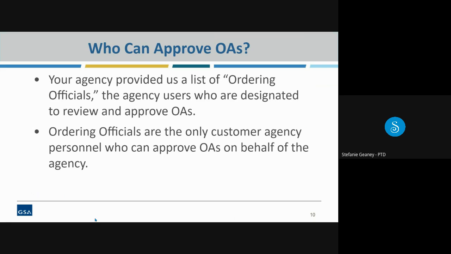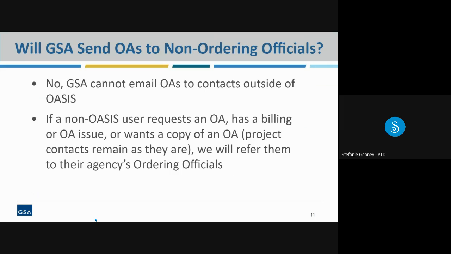Each of GSA's customer agencies were asked to provide a list of their ordering officials, the users designated to review and approve OAs in OASIS. You are likely one of those ordering officials since you are viewing this training. Ordering officials are the only customer agency personnel who can approve OAs on behalf of the agency.